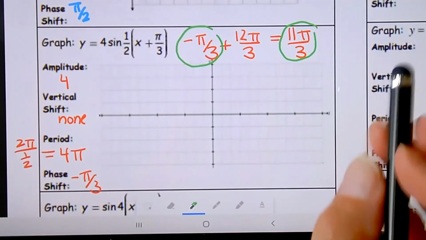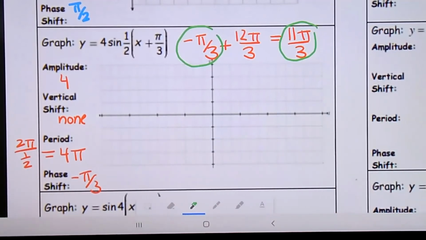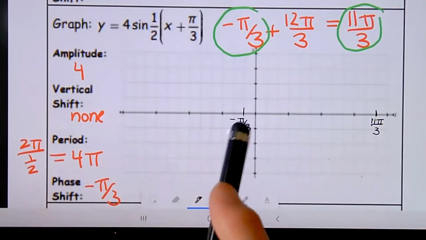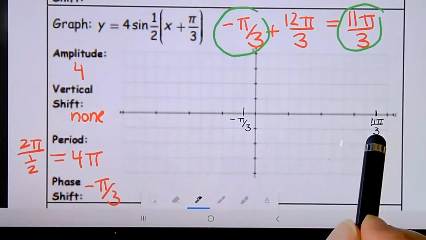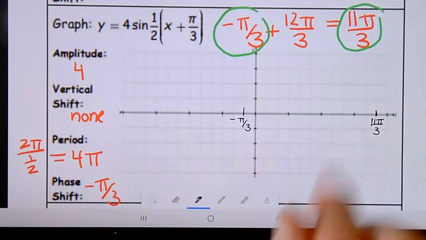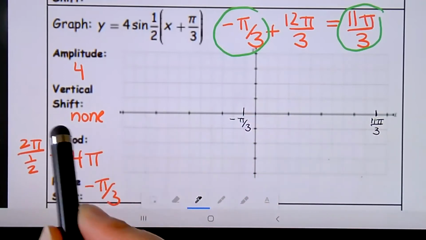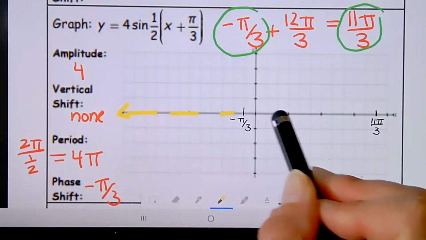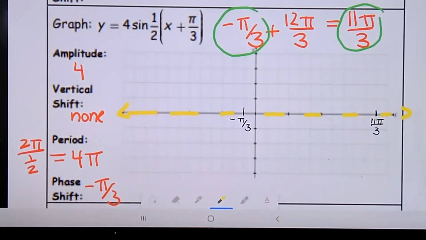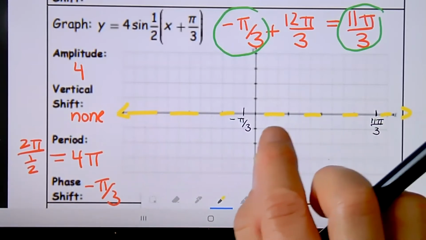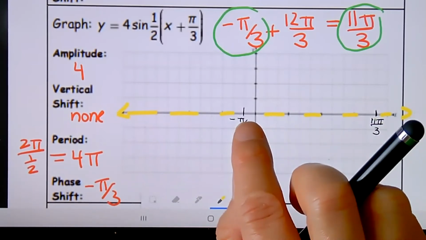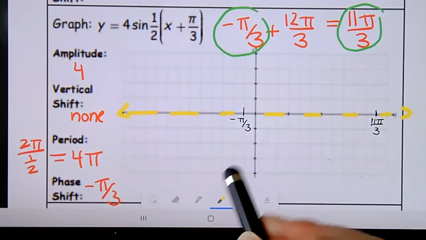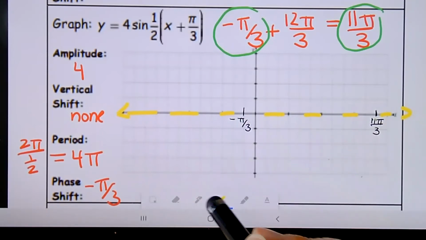Okay, so let me get that situated on my graph. Okay, so I drew in my negative pi thirds and I drew in my 11 pi thirds. Okay, so I counted them. And I do not have a vertical shift, so that's going to be here like that. Okay. And I'm going to be starting at negative pi thirds and ending at 11 pi thirds. And I do have an amplitude of 4.